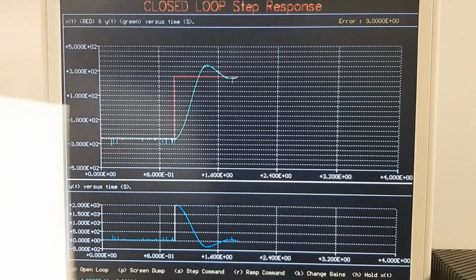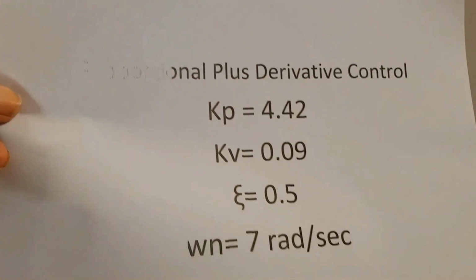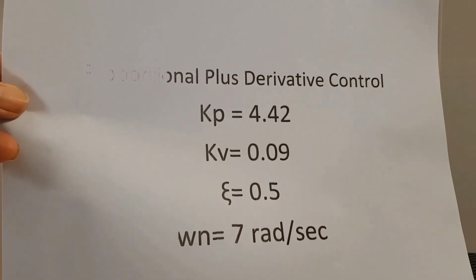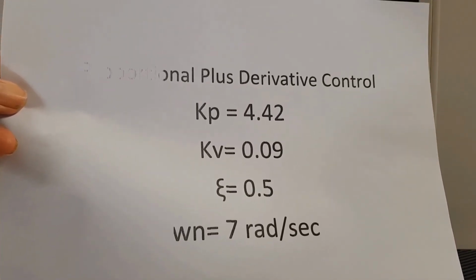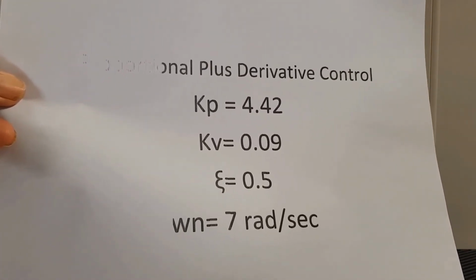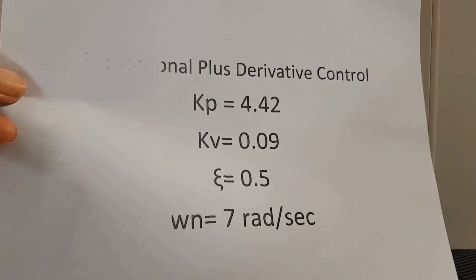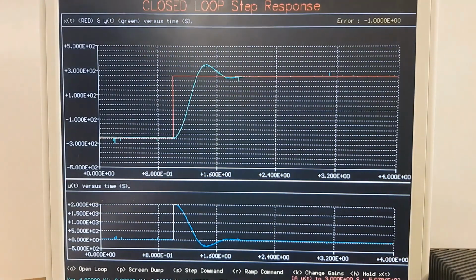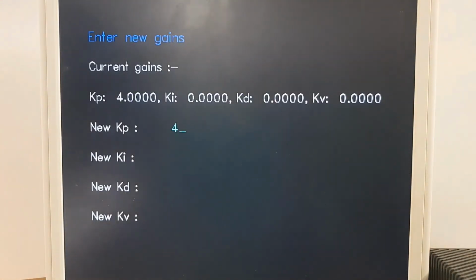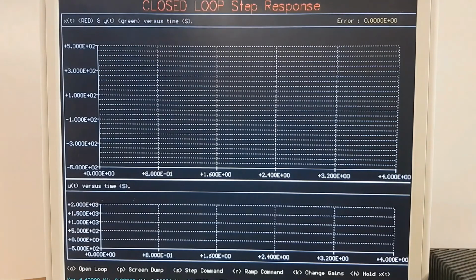Right, so here's our sets of results now for proportional derivative control using the velocity feedback. So Kp 4.42, Kv 0.09, damping ratio 0.5, and natural frequency still 7 radians per second. It's 4.42 and 0.09. So here we have now using the tacho.